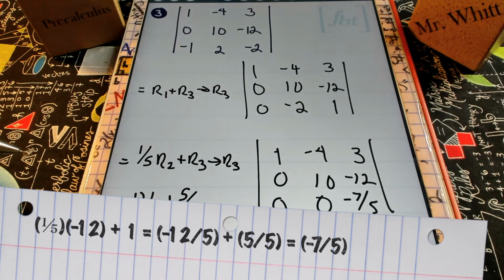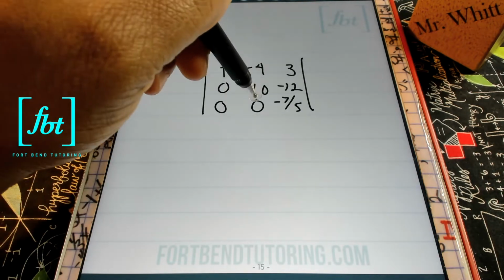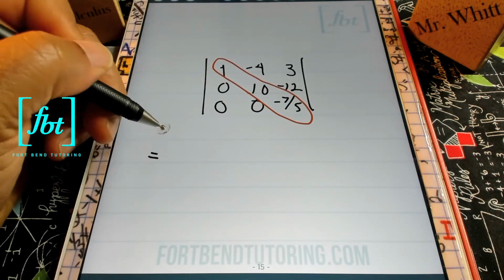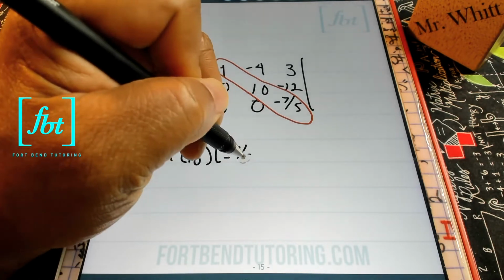So now what we'll do is we'll multiply all of the elements of the main diagonal. So remember, our main diagonal is right here. And multiplying this out, you'll have 1 times 10 times negative 7/5.